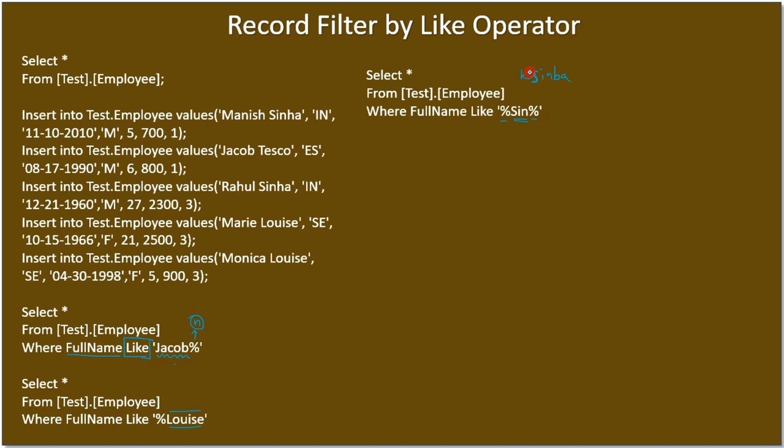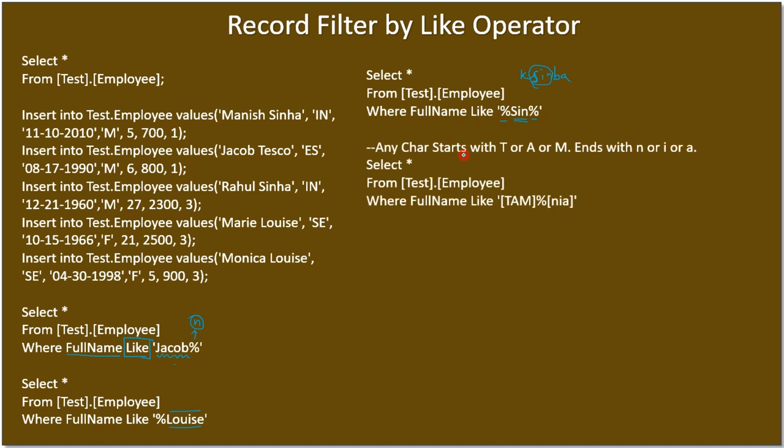Here if you see, somewhere in the middle we are having SIN, so this will qualify for record selection. So here you saw the percentage is towards the end. That means the string starts with Jacob. Here the string ends with Lousy. Here somewhere in the middle we see SIN. So these are all the qualifications. Full name like SIN.